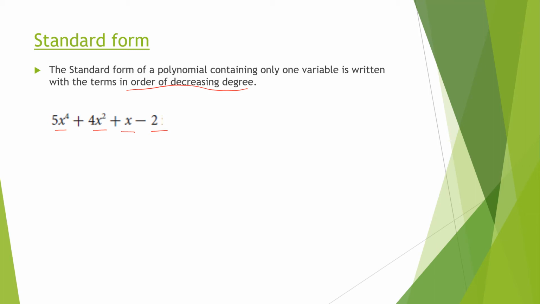Okay? So, when I put it in the standard form, it's going to be very easy for me to pick the degree of this polynomial, because it's going to be the first term's variable power. So it's going to be 4, okay? So the degree is the 4th degree.